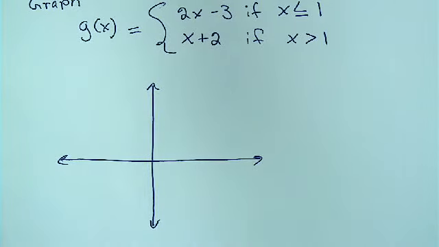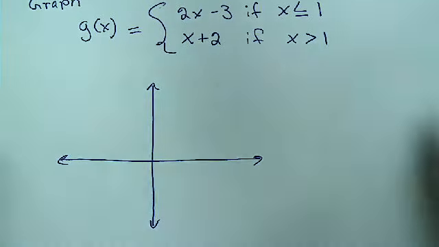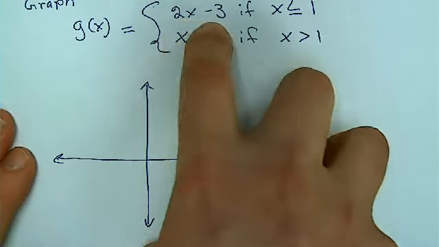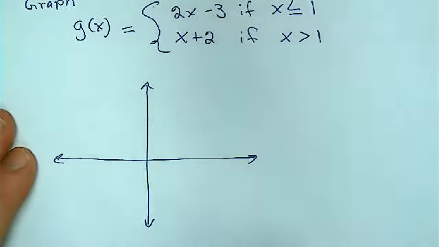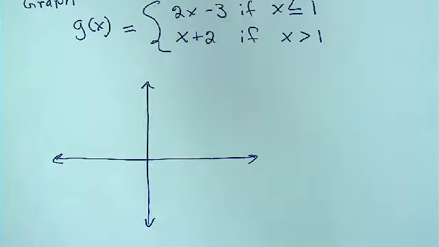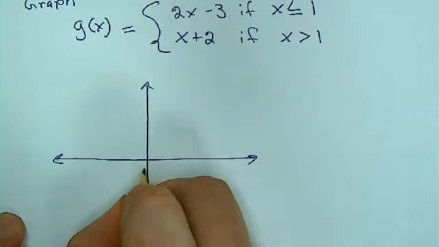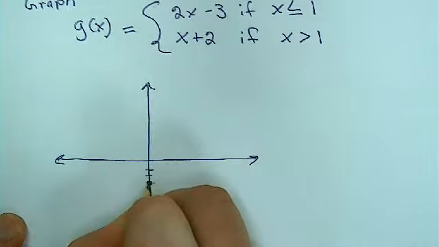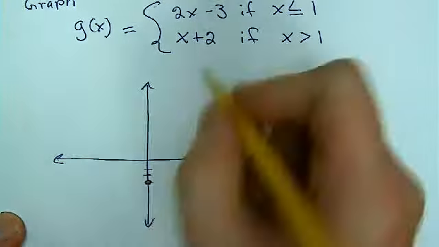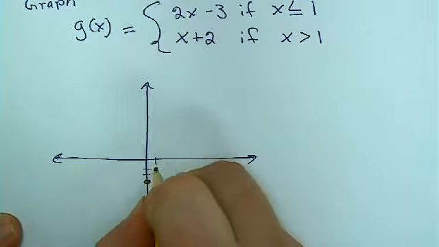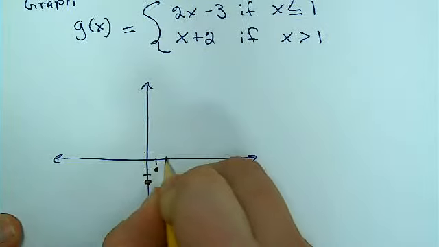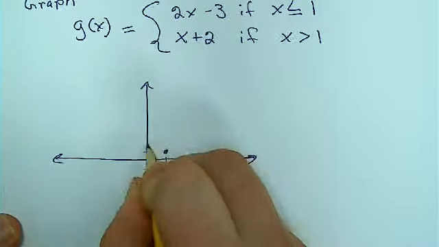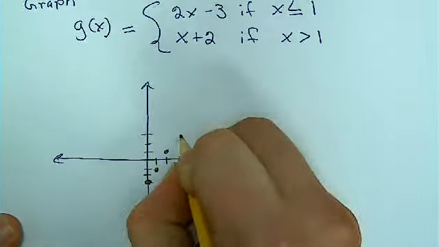Rather than making a table of values, another strategy is to graph the two equations and then use the parts you need to use. So, what would be the slope of this first equation? 2, or 2 over 1. And what's the intercept? -3. So I start at -3, so 1, 2, 3. And I follow the slope, which is up 2 over 1. Up 2 over 1. Up 2 over 1.